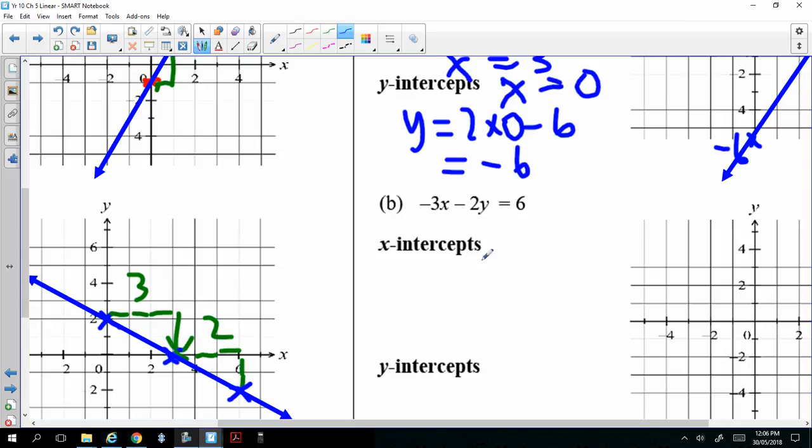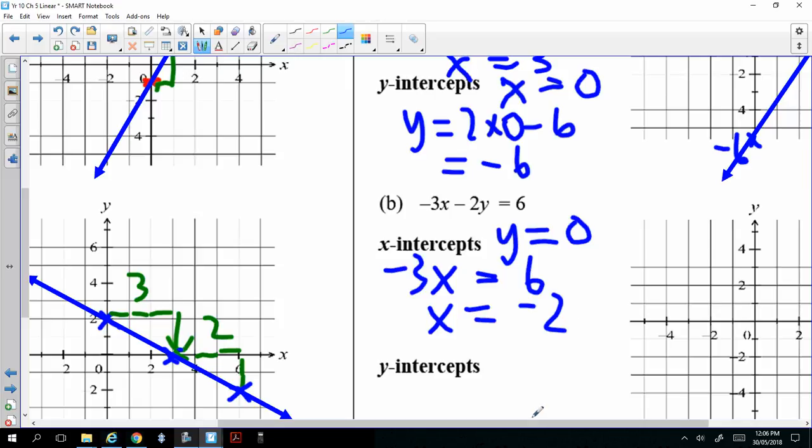Okay, so to find the x-intercept, put y equal to 0. Negative 3x equal to 6. x is negative 2. So it can be very fast. So substitute, plot a point at negative 2.